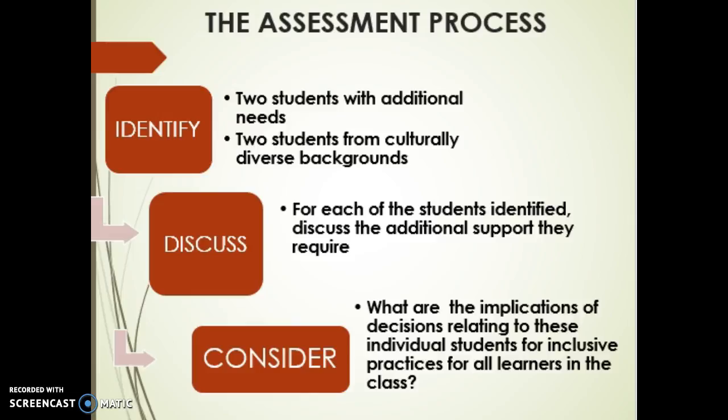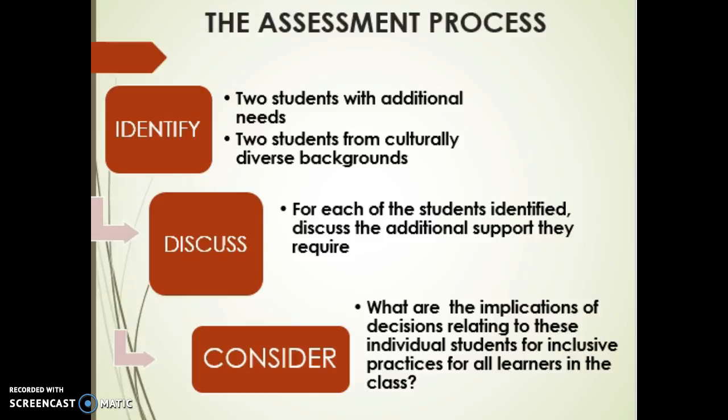So the assessment process is pretty clear from the details that you've been given within the assessment brief. The first step is to identify from the list of 7 students that you've been given in the assessment document. So you need to identify 2 students with additional needs and 2 students from culturally diverse backgrounds. So altogether, you'll be looking at 4 students. So not the 7, you're only having 4.